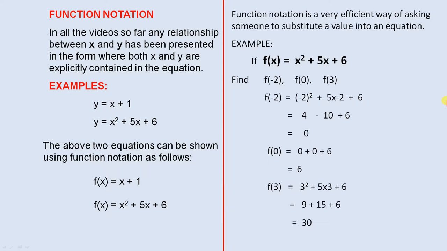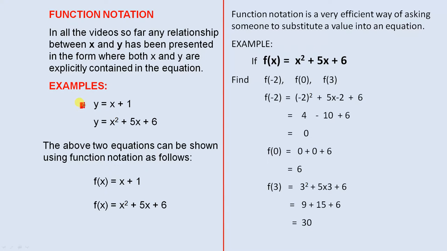Function notation. In all the videos so far, any relationship between x and y has been presented in the form where both x and y are explicitly contained in the equation. Here are two examples, y equals x plus 1 and y equals x squared plus 5x plus 6. Both x and y are visible in each of those equations. The above two equations can be shown using function notation as follows. f(x) equals x plus 1 and f(x) equals x squared plus 5x plus 6.